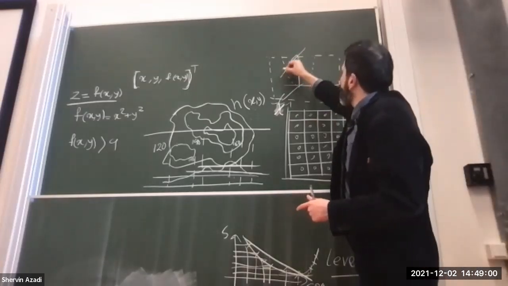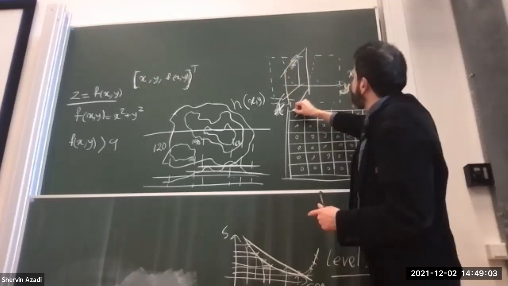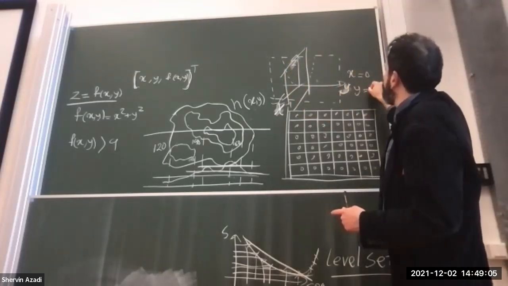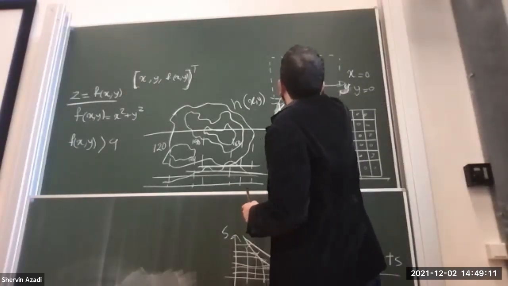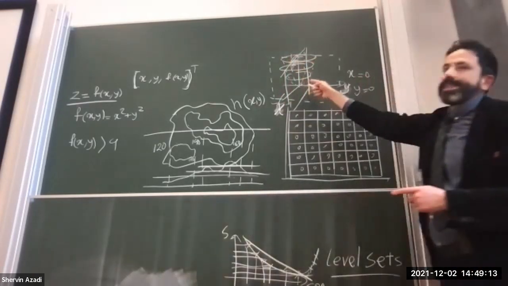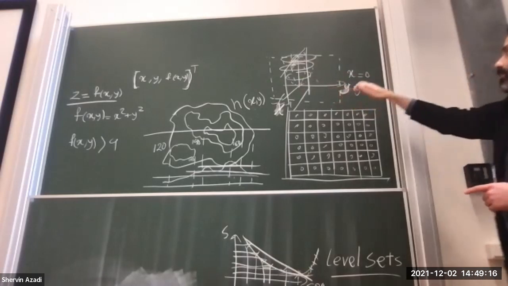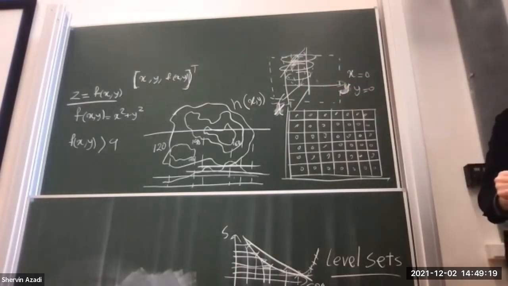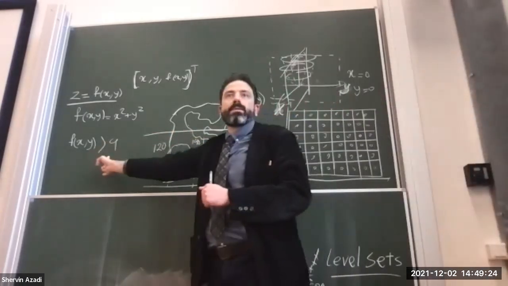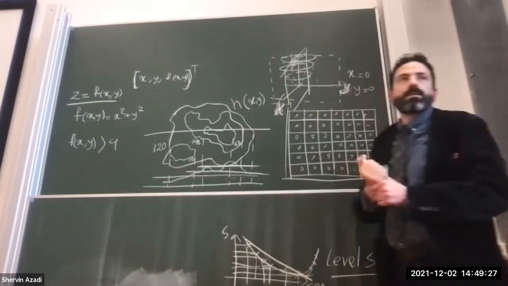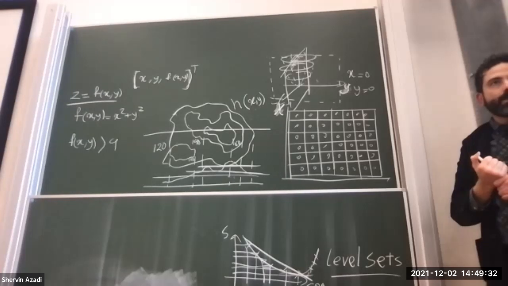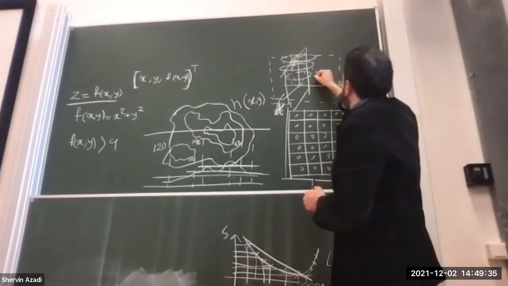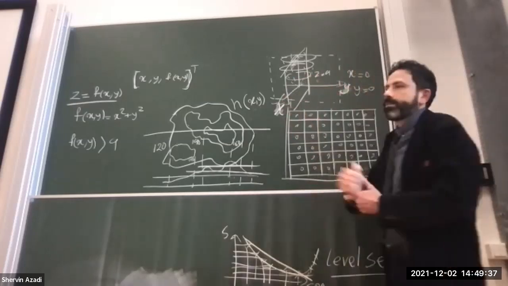And then similarly, we can form another plane, which is the plane of y equals 0, on which we will see another, very similar picture, like this one. And then we get this kind of circles as level sets if we set z equal to something, such as z equal to 4. Make sense?